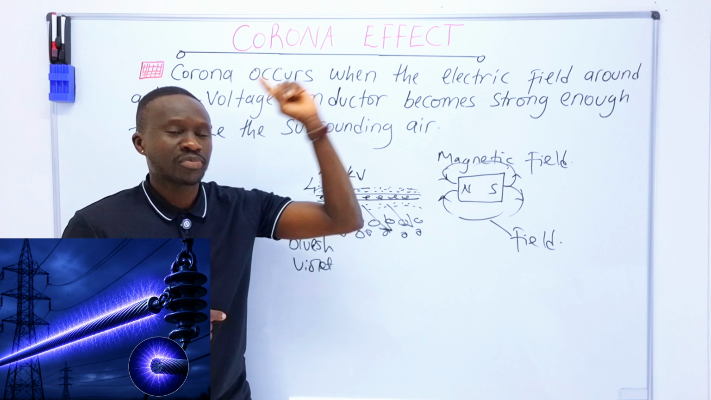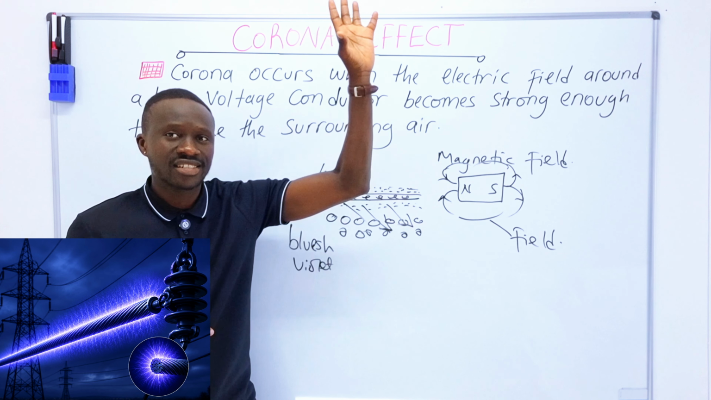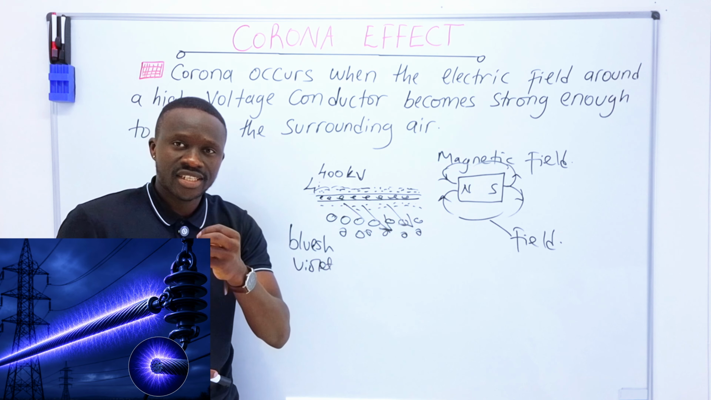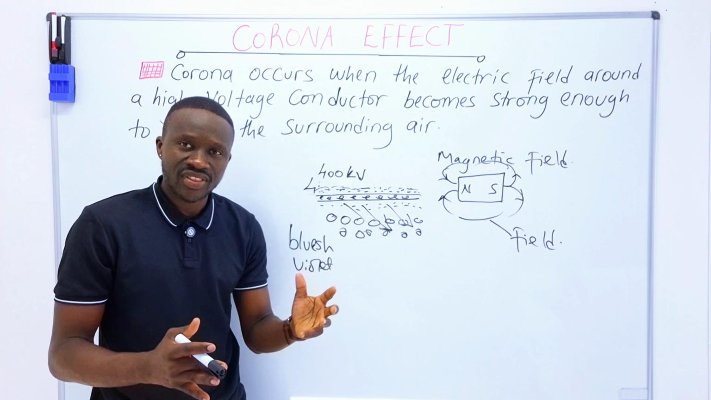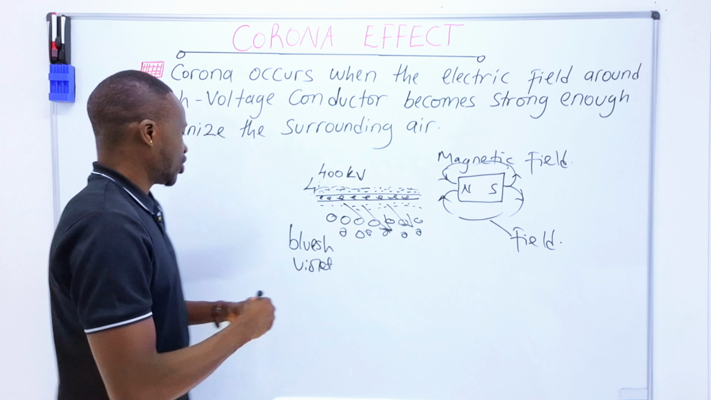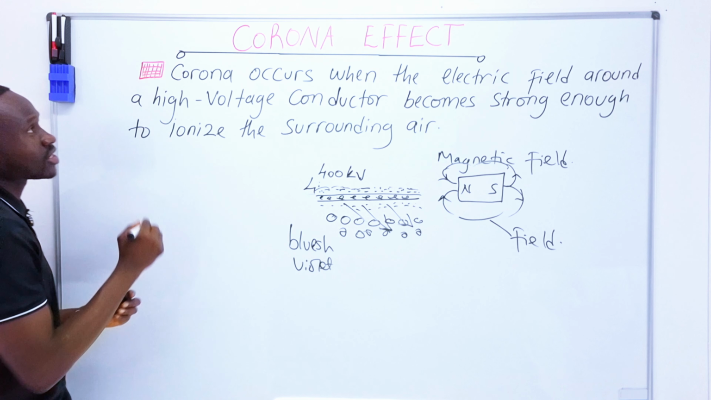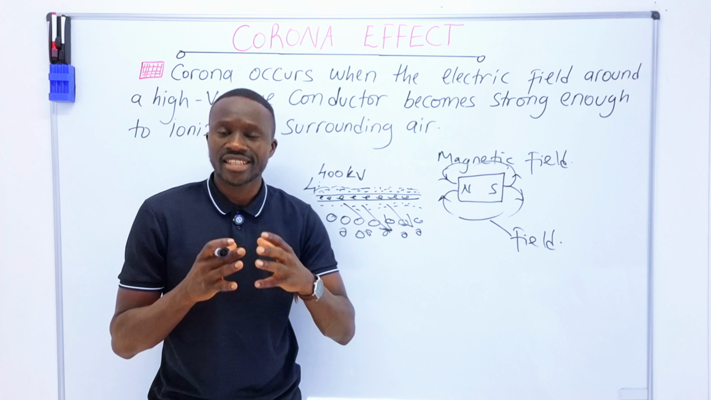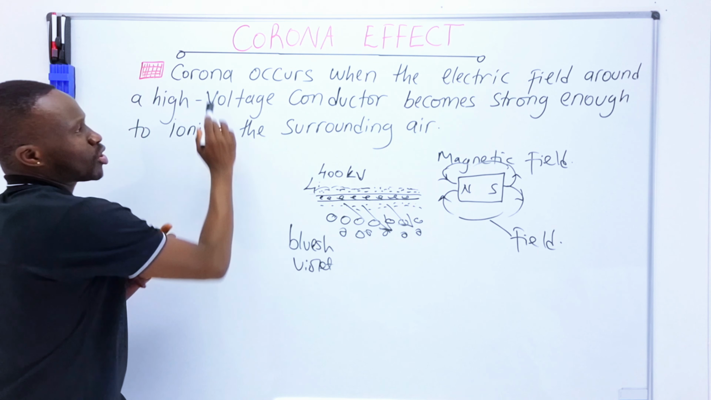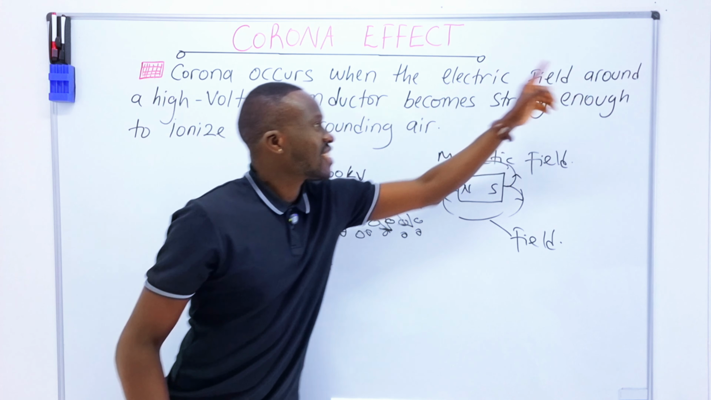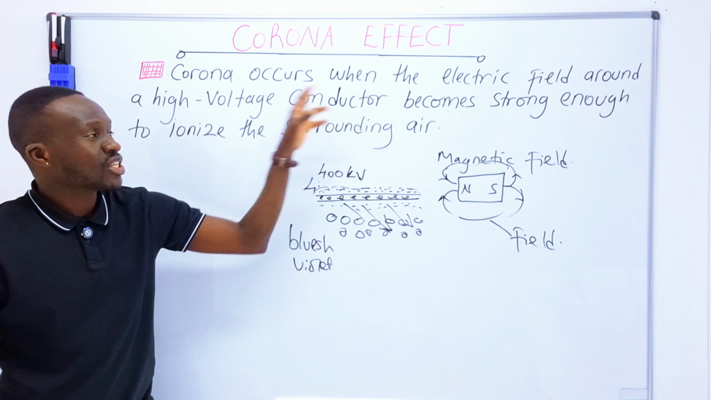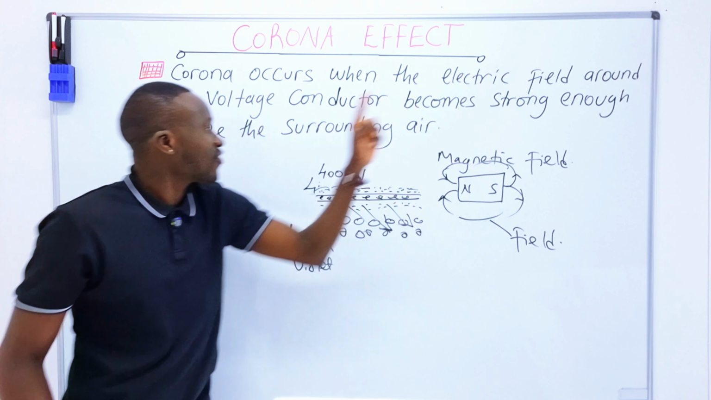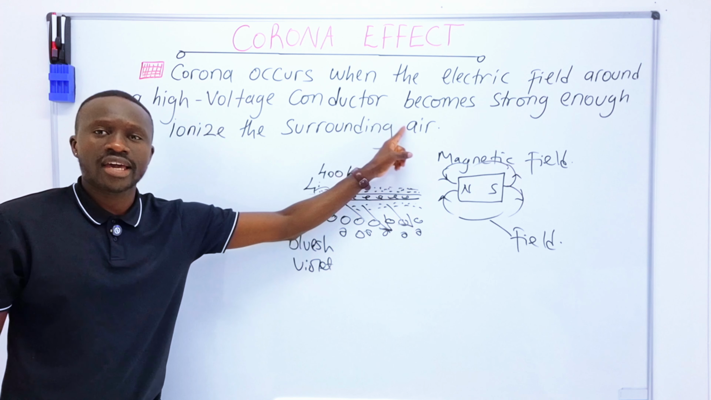That's why they put them at a high altitude, at heights, to avoid this corona effect affecting us, the human beings, or the surrounding things. I want you to understand this corona effect well when you are studying transmission lines. The definition: corona effect occurs when the electric field around a high voltage conductor becomes strong enough to ionize the surrounding air.